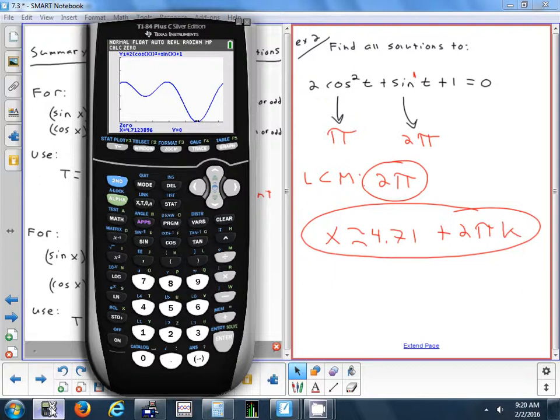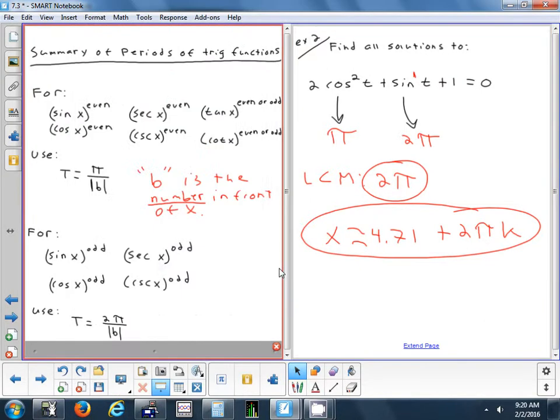Okay, any other questions on that one? Yep. Why is it pi for cosine squared? Pi is the period of cosine squared, because it's cosine to an even power, and remember that's the formula we use, pi over b. If it was cosine to an odd power, we'd be using the formula 2 pi over b. You're getting something different? All right, let's try another one and see. Make sure you're in radians if you're getting something different. Okay, we're not in degrees.